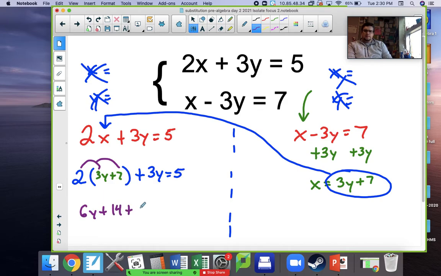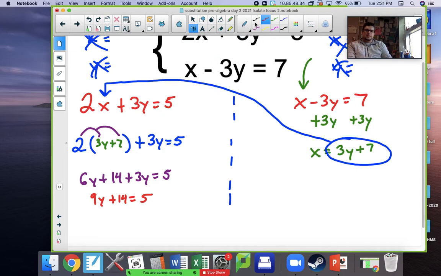Distribute, and now we're going to solve. Combine my like terms, 3 and 6 give us 9y. I can subtract 14 from both sides. Oops. 14, that gives me 9y equals negative 9. I divide by 9, and y is negative 1.